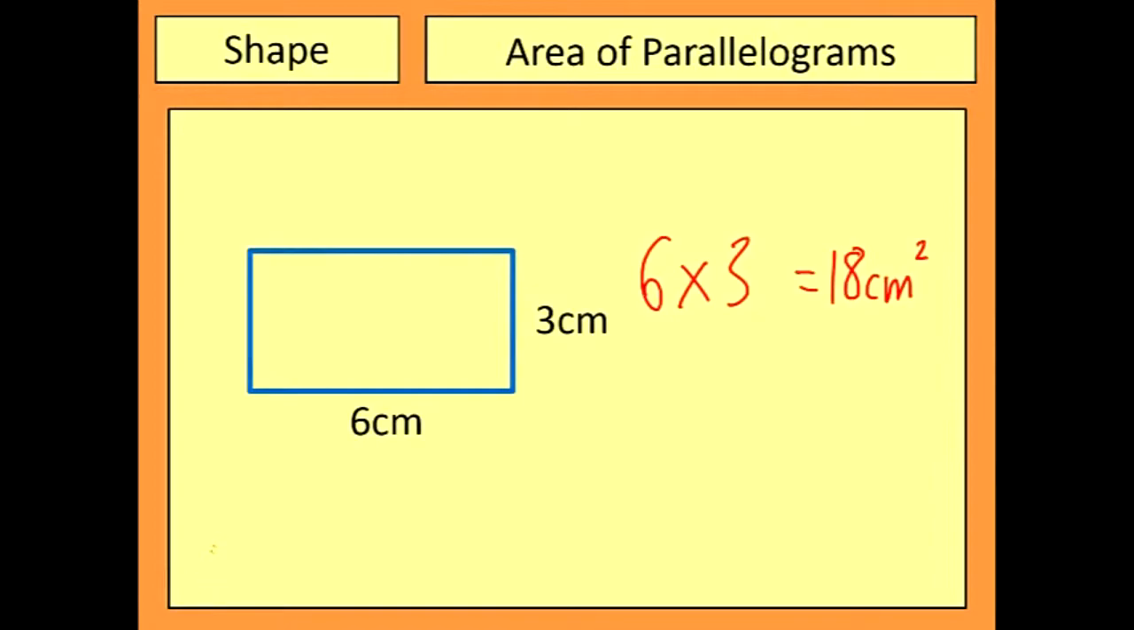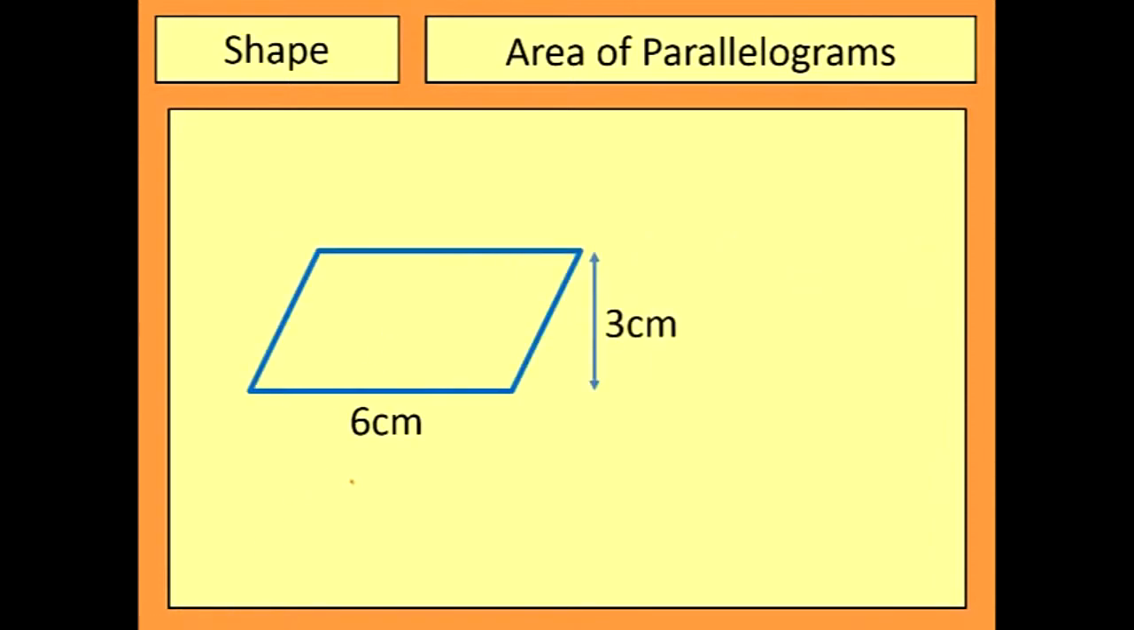Now all we did was chop the shape and move it around a bit, we didn't change the area at all. So this area is 18, the area of the parallelogram that we started with must also be 18. So to get the area of a parallelogram, you simply take the base along here, and then you take the height here, and you multiply them. So the area of this one is 6 multiplied by 3, which is 18 centimeters squared.